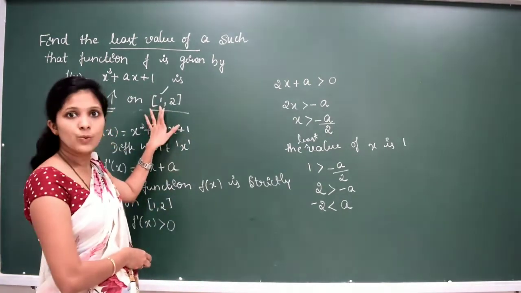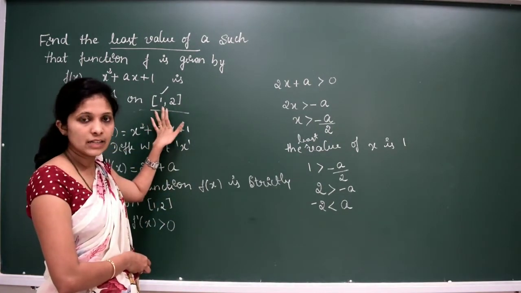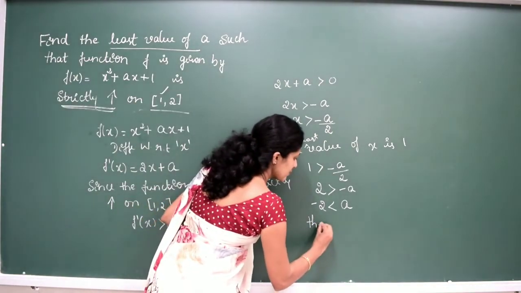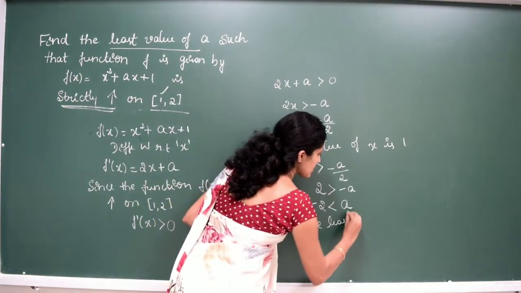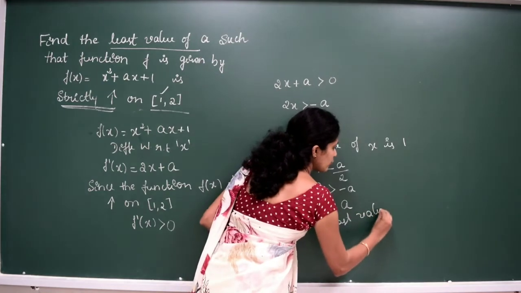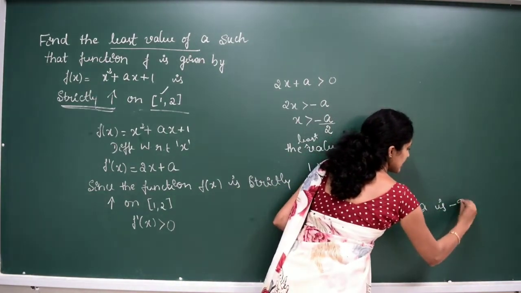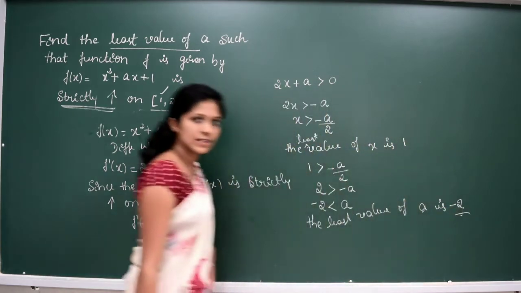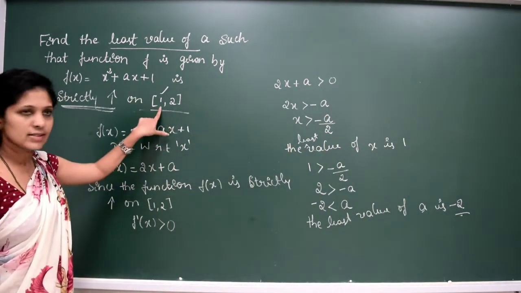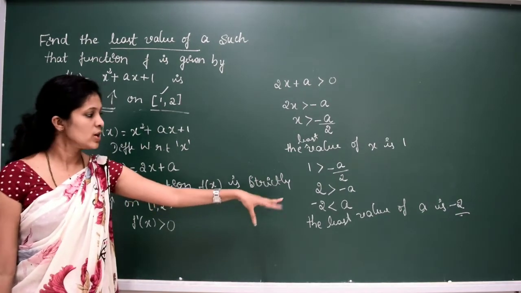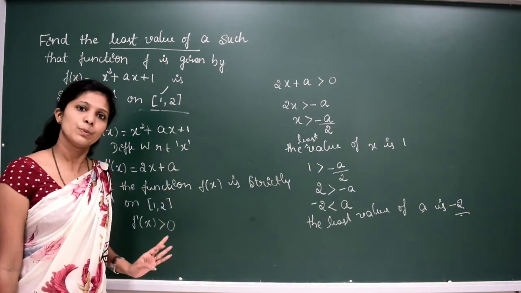But in this one, 1 is included. Is it clear? The interval is given between 1 to 2. So the least value of a is minus 2. Is it clear? First f dash of x is greater than 0. Then you substitute x is equal to 1. So that we got the value of a is greater than minus 2. So the least value of a will be equal to minus 2.